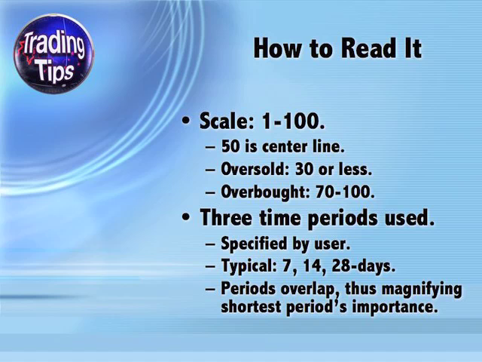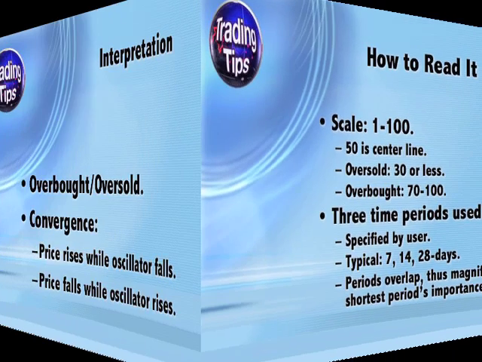Now let's talk about what really makes the Ultimate Oscillator unique: the three time periods used. These periods are specified by the user, though a typical selection might be 7, 14, and 28 days. Notice that these periods overlap, so that the last 7 days of trading would be used in all three periods, while the next 7 days would be used in 2 of the 3 periods. Thus, the shorter periods have magnified importance, as many traders would argue they should.